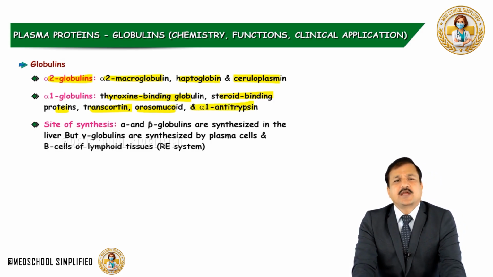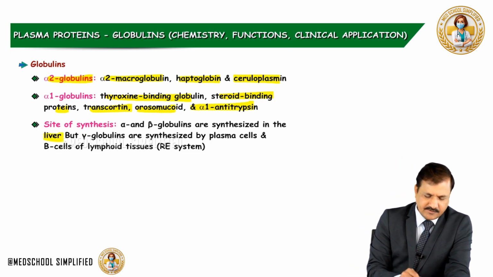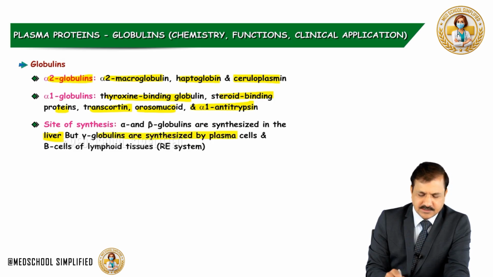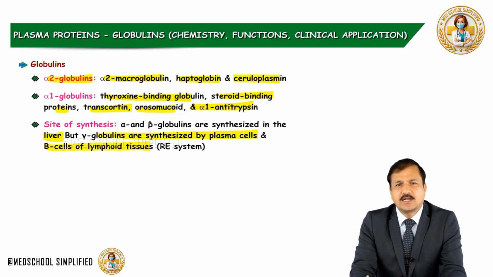When it comes to site of synthesis, alpha and beta globulins are synthesized in the liver, whereas gamma globulins are synthesized by plasma cells and B cells of lymphoid tissue in the reticuloendothelial system.